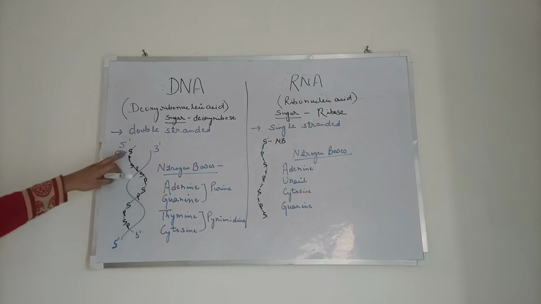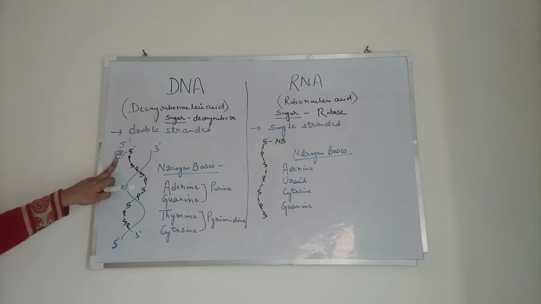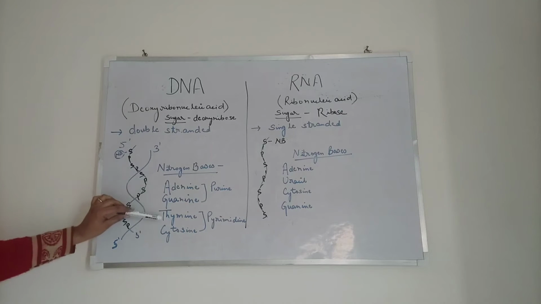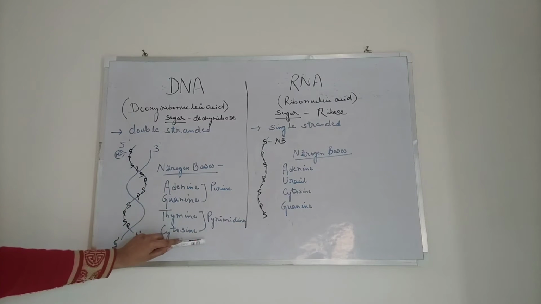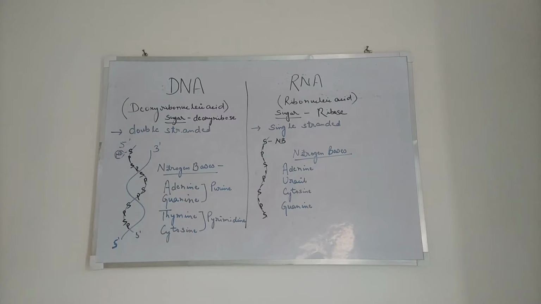Both these strands have sugar phosphate backbone, and to each sugar a nitrogenous base is attached. In case of DNA, the four nitrogenous bases are adenine, guanine, thymine and cytosine, where adenine and guanine are purines, whereas thymine and cytosine are pyrimidines. The sugar in case of DNA is deoxyribose sugar.